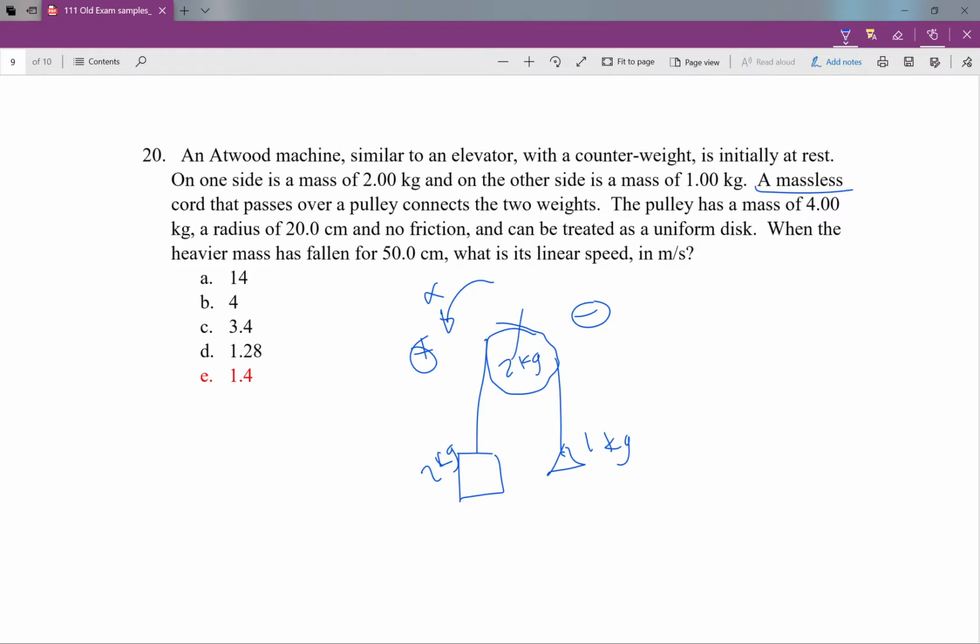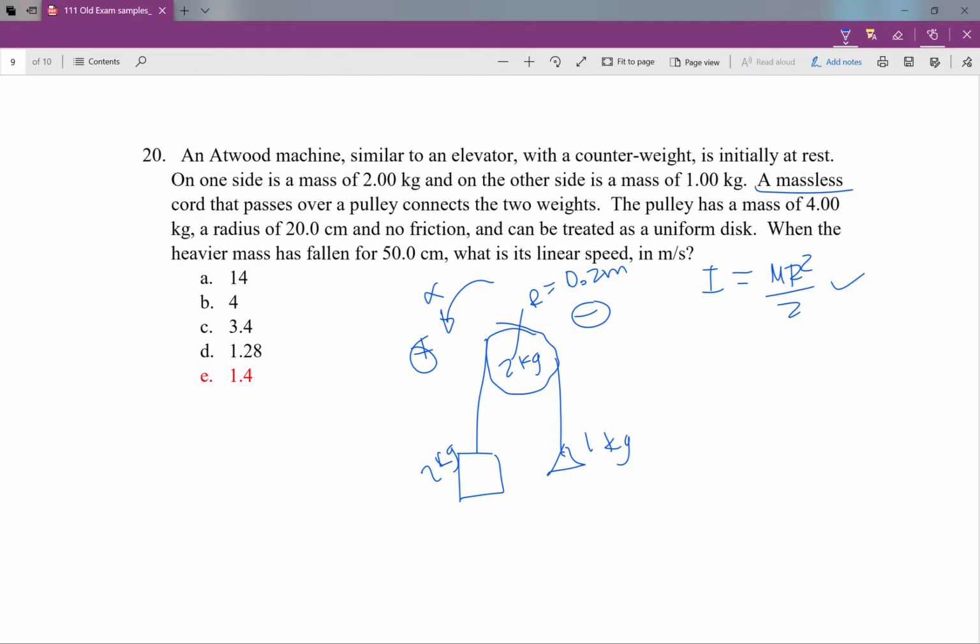The radius, R, equals 0.2 meters. So it's good to convert to meters already. And there's no friction, right? It's just that it's got mass and can be treated as a uniform disk, meaning that the moment of inertia will be mr squared over 2.